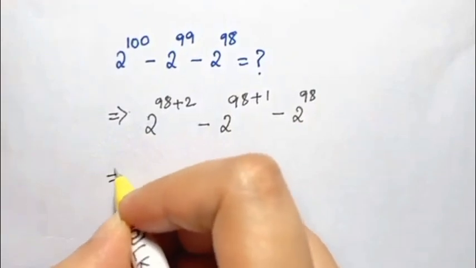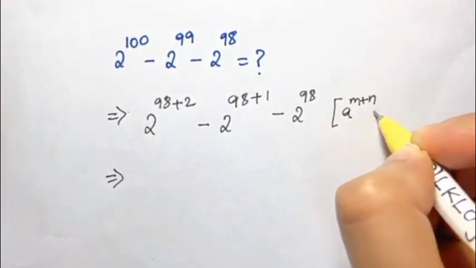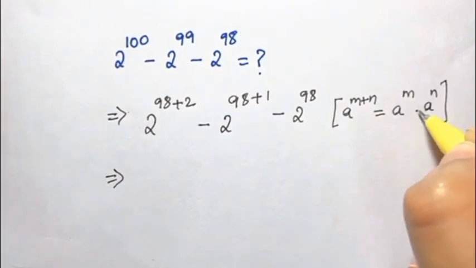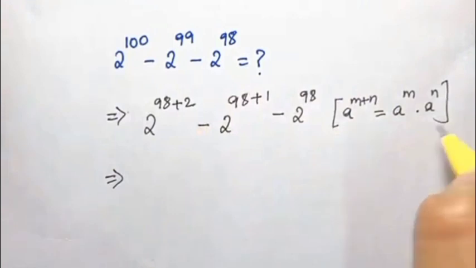Now what we can do is, you know this law, right? A to the power of m plus n is what? When you have the same bases, this multiplication, you add the powers. So here the powers are added. Now we're going to split that.